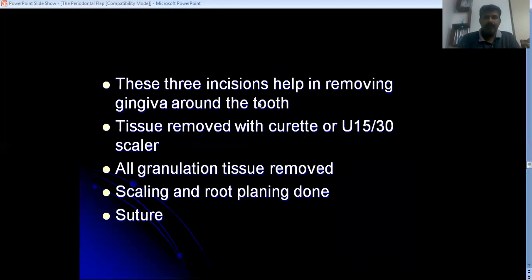These three incisions help in removing the gingiva around the tooth. Then the whole of the tissue is removed using a curette or a U15/30 scaler, which is a heavy sickle scaler that we use. After the V-band tissue is removed, all the granulation tissue can be removed. You can visualize the root surface thoroughly. All calculus and all deposits present on the root surface, you remove them. So that is the basic procedure of doing a flap surgery.